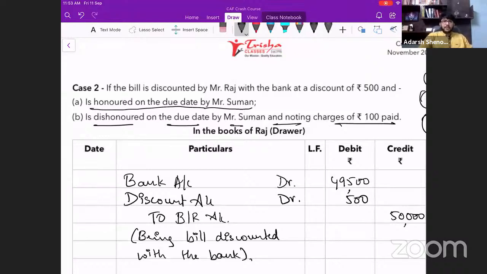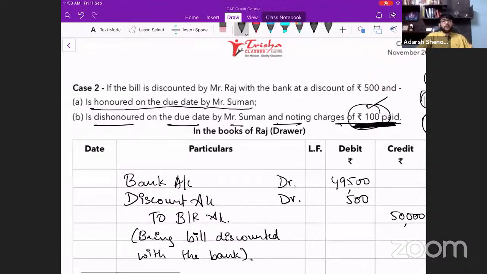Now, what has happened to the banker? The banker has paid the noting charges. What are these noting charges? They have gone to the lawyer, the notary public, and paid 100 rupees towards noting charges. When they take money out of my account, are they going to recover this 100 rupees from me, or will they pay it from their pocket? It is not their expense. Why should they pay it from their pocket?